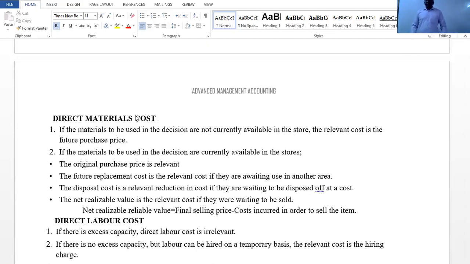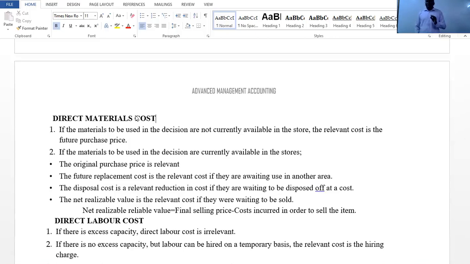If the materials that you want to use are not currently available in the store, the relevant cost is the future purchase cost. For example, this morning, if you want to wake up and make tea in your house and you don't have milk, assuming you take milk, then for you to make that decision, the cost of milk becomes a relevant cost, which is now the purchase cost, because you'll have to go to the shop and buy milk.